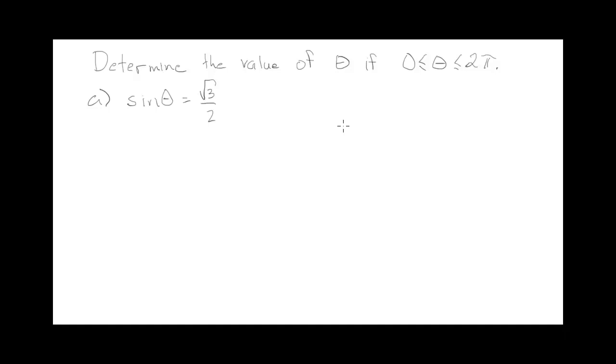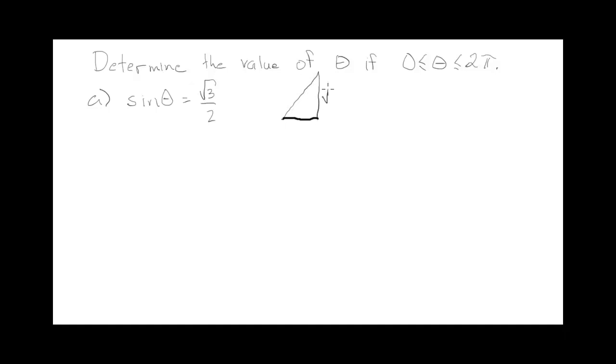Okay, in this video we're going to determine the value of theta in radian measure if theta is between 0 and 2 pi, given a particular ratio. So sine theta is equal to root 3 over 2. Root 3 over 2 is a special ratio. It's one of your special triangles. You can't do this question without a calculator unless it's a special angle, but it is in this case. So you have to either remember what that is or remember your special triangle for root 3 over 2.